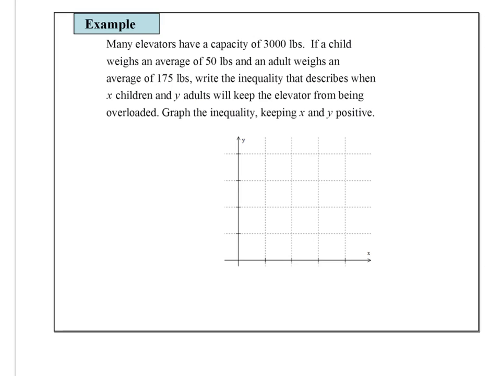All right, take a moment, see if you can read this, come up with an inequality, and then graph it. So coming up with an inequality here, the best way to think about it is to figure out what we want x and y to be. I'm going to say x is my number of kids, and y is my number of adults.